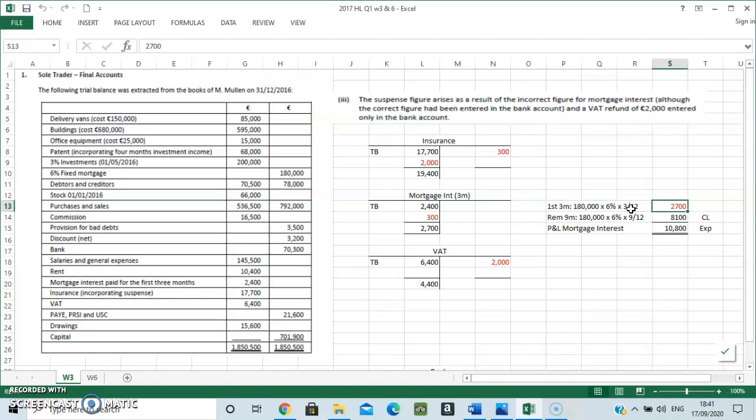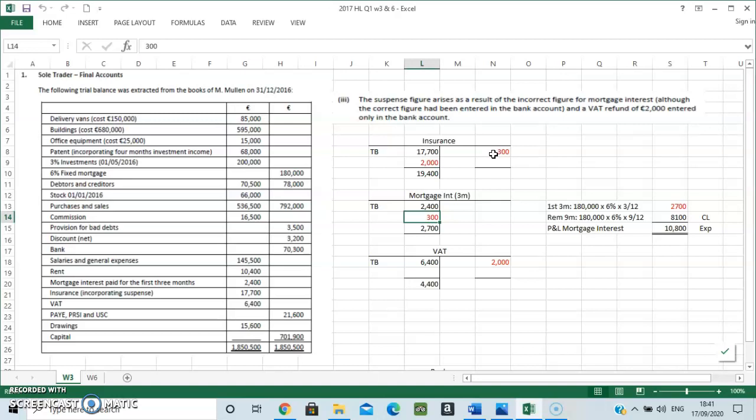So how do we correct that? Well, do we wish to make 2,400 bigger or smaller? We wish to make it bigger. So we put something on the same side. How much bigger? We wish to make it 300 bigger to bring it up to 2,700. So you put 300 here and you double enter it back to where the suspense is incorporated, and that's 300 on the debit side, on the credit side of insurance.